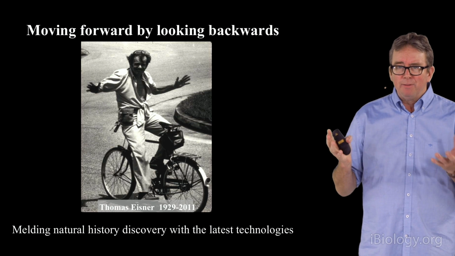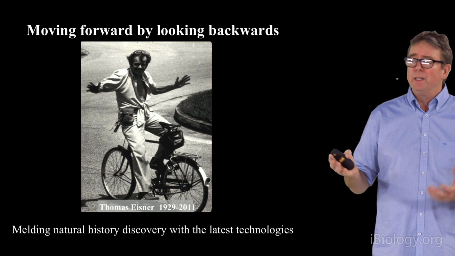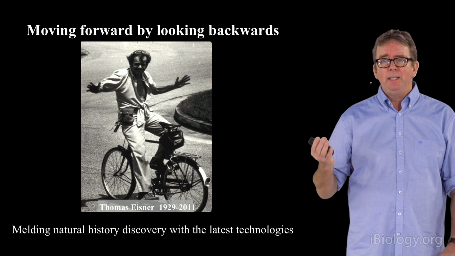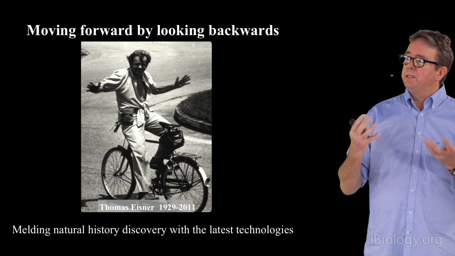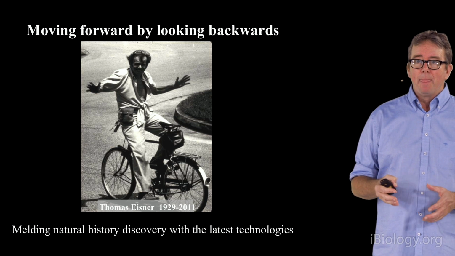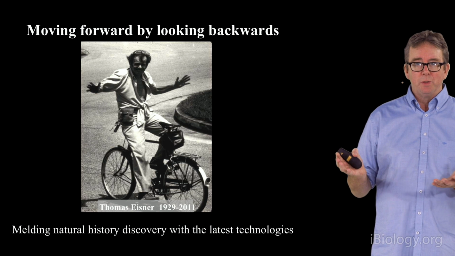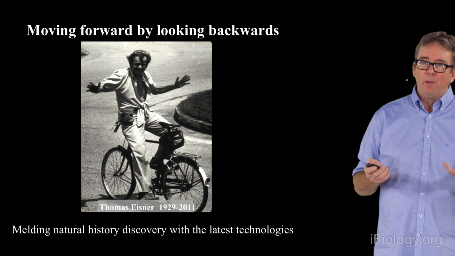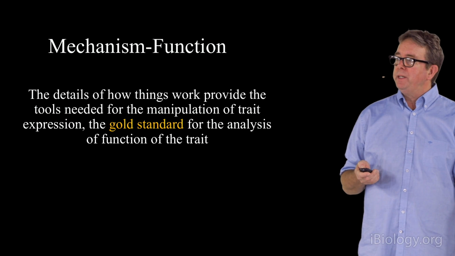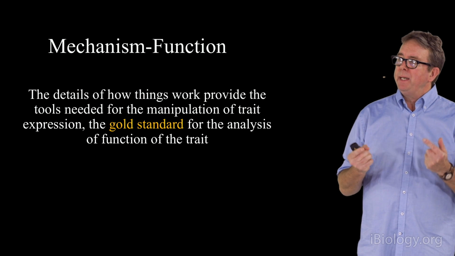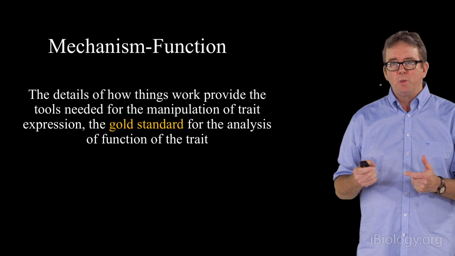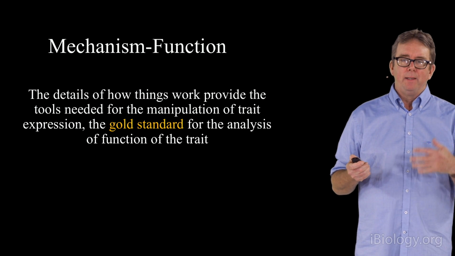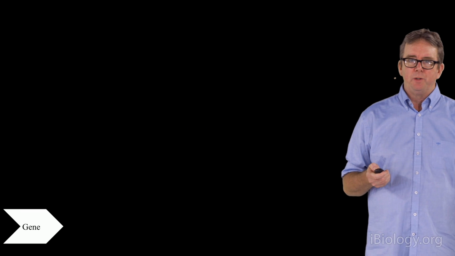So this approach is not really new. This is an approach that I learned from my mentor at Cornell University, Tom Eisner, who was one of the fathers of chemical ecology, and he was consistently melding excellent natural history with the latest technologies to move the field forward. And we think that natural history skills are really one of the most essential tools in our toolbox as scientists to understand how things work. And this gets back to this issue of the combination of mechanism and function: if you understand how things work, you can manipulate them, and those manipulations allow you to understand how a particular gene or a particular trait is functioning at the organismic level.